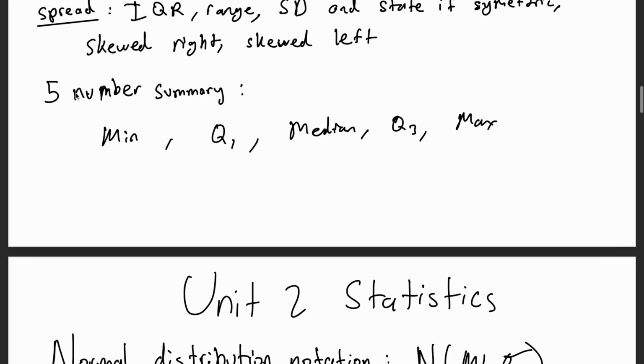One more thing you might want to remember, which can come up in some of the FRQs, is the 5-number summary.